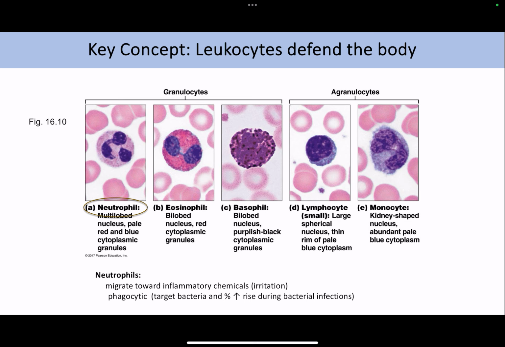So neutrophils migrate toward inflammatory chemicals, which is why you may have irritation during an inflammatory response. They are phagocytic, so they can engulf their targets, and they tend to target bacteria specifically. So whenever we have a bacterial infection, the number of neutrophils will increase, and then also the percentage of neutrophils will also increase. There's another video that I want to show you, so I want to pull up the PowerPoint here just quickly so I can show you.